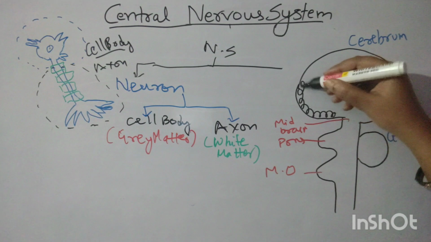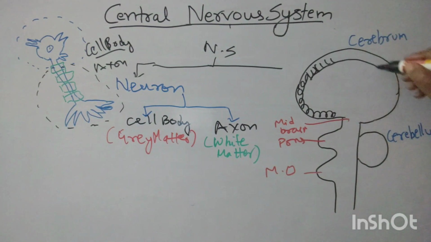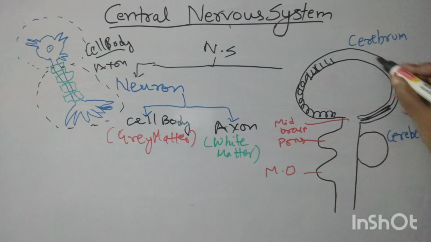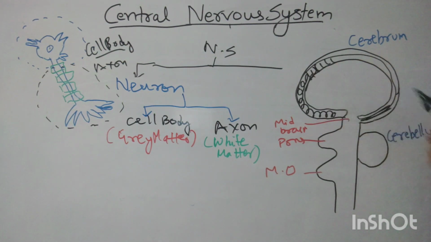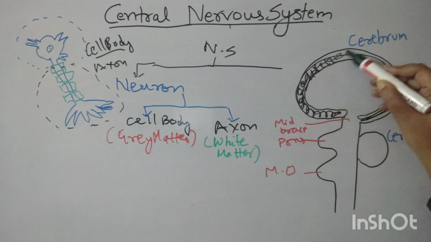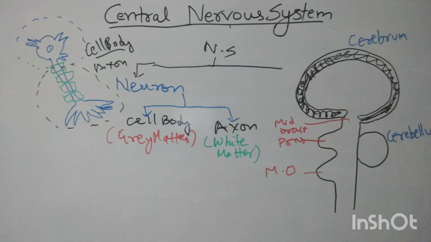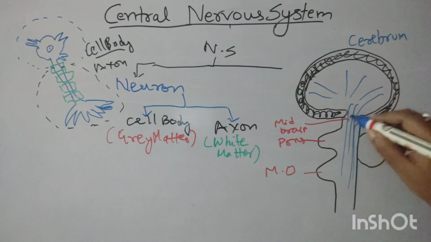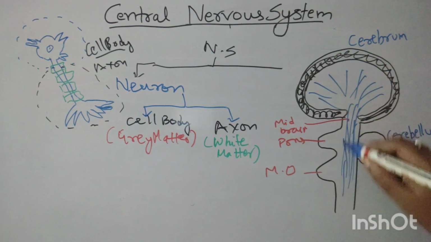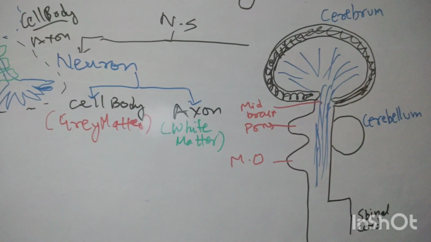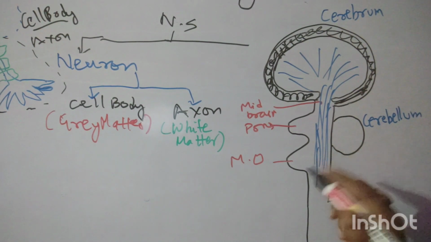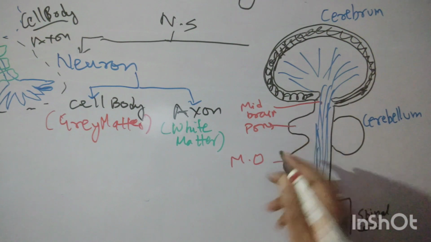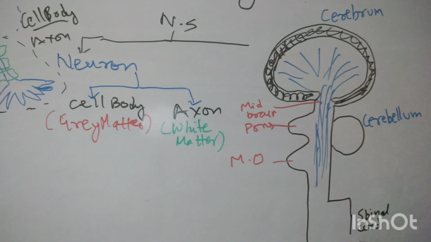at the outer part, this appears gray in color. Here the cell bodies are present. In the middle, the cortex part is appearing white in color, like this. So this is our cerebrum, cerebellum, midbrain, pons and medulla oblongata, and this is the continuation of the spinal cord.